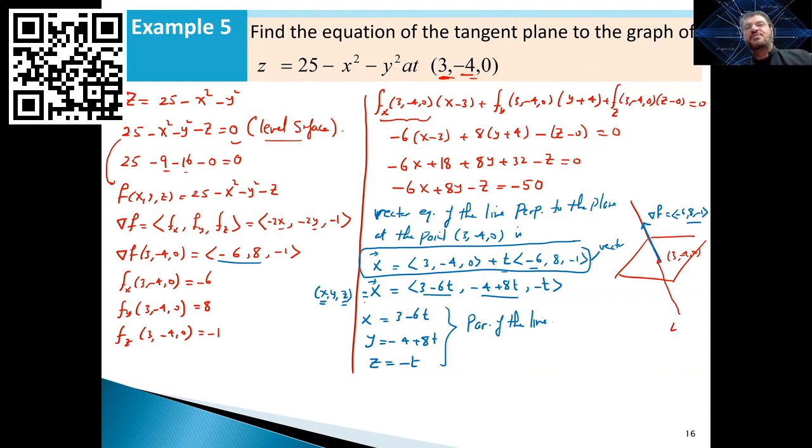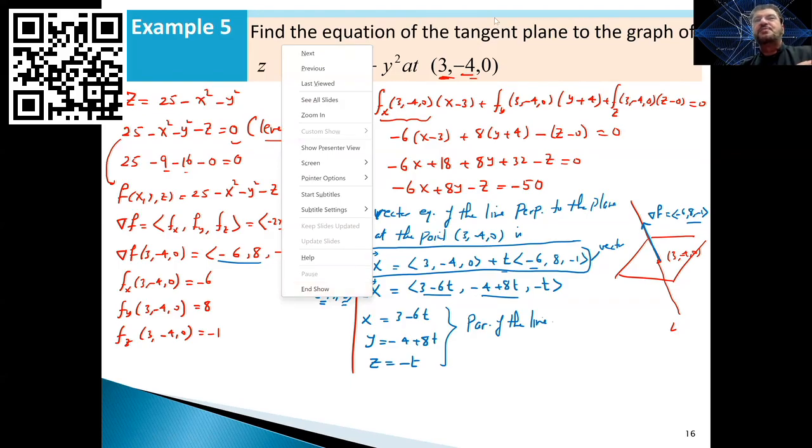That's it. So this will conclude everything about the gradient and how to graph the gradient and how the gradient is related to the surface, and how I can find the equation of the tangent plane on a surface. We'll see you guys in the next video.